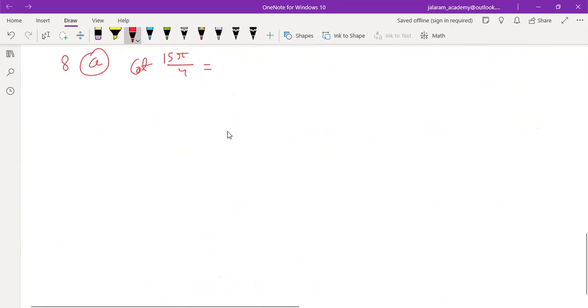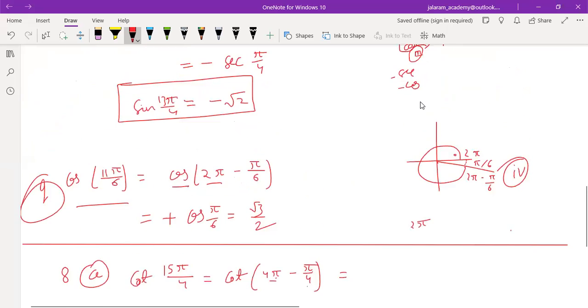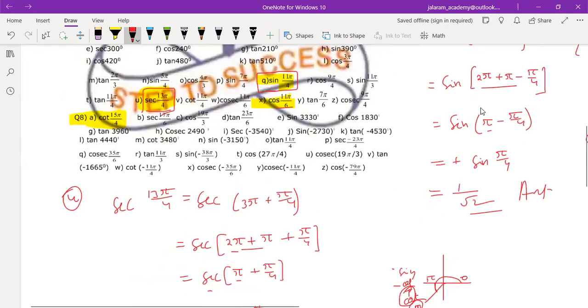4 pi. We can write cot, 4 4s are 16 and 1 less than that. So it is 4 pi minus pi by 4. You can check: 4 4s are 16, 16 pi minus pi, 15 pi by 4. Now 4 pi is equivalent to 2 pi. Always remember, in this we have changed this 3 pi to 2 pi plus pi.